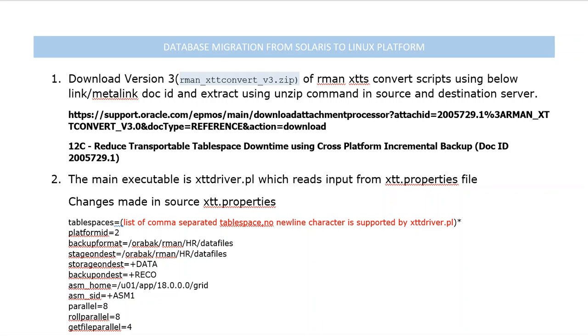To do this, I have used an Oracle supplied script. You can download this script from Metalink. This is the document: 12C reduce transportable tablespace downtime using cross-platform incremental backup. There is a later version, but I have found this version very useful and easy to understand, so I'll be explaining this process using this script. Okay, let's get started.